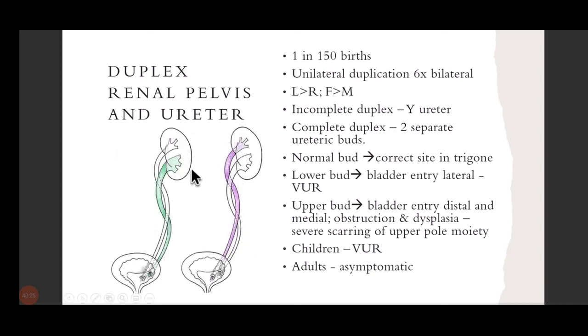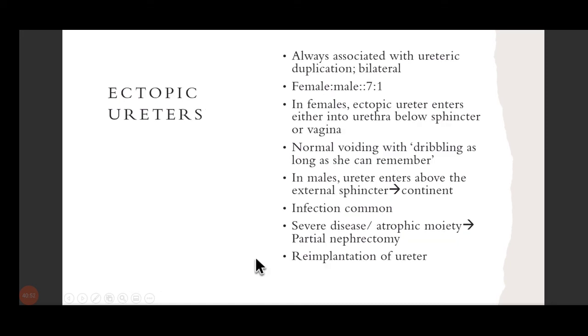So this shows the upper moiety and the lower moiety. In this case, you can appreciate that there is an upper moiety duplicated ureter which travels and drains medially in the trigone as compared to the normal entry. And this is the lower ureteric bud which actually inserts laterally. Okay. So ectopic ureters are always associated with ureteric duplication, are bilateral.